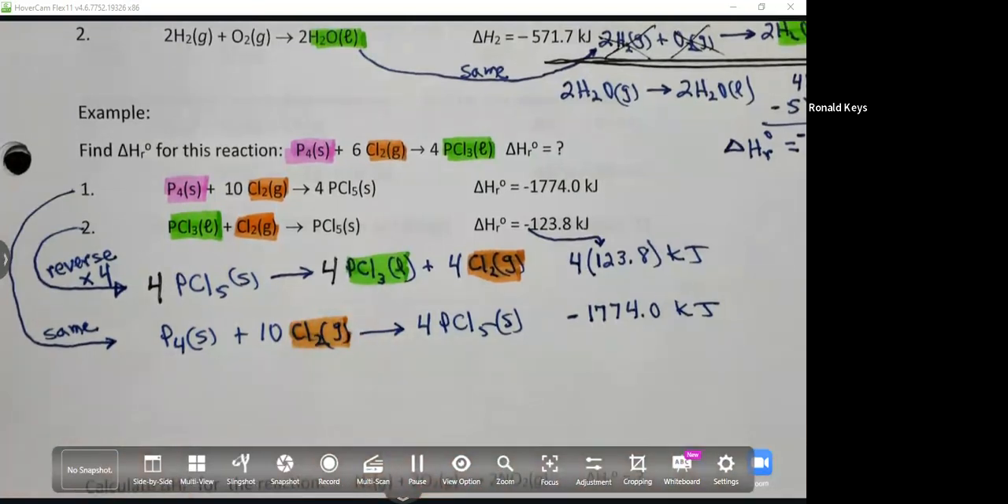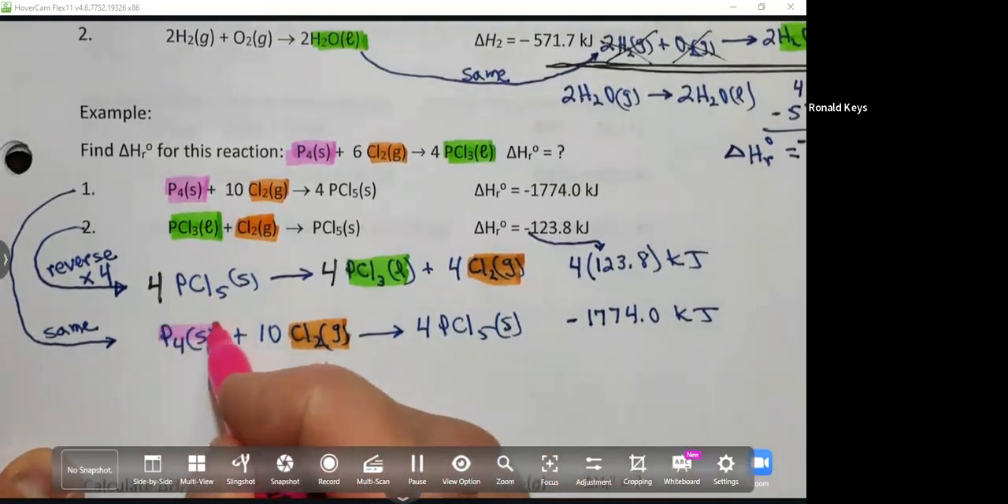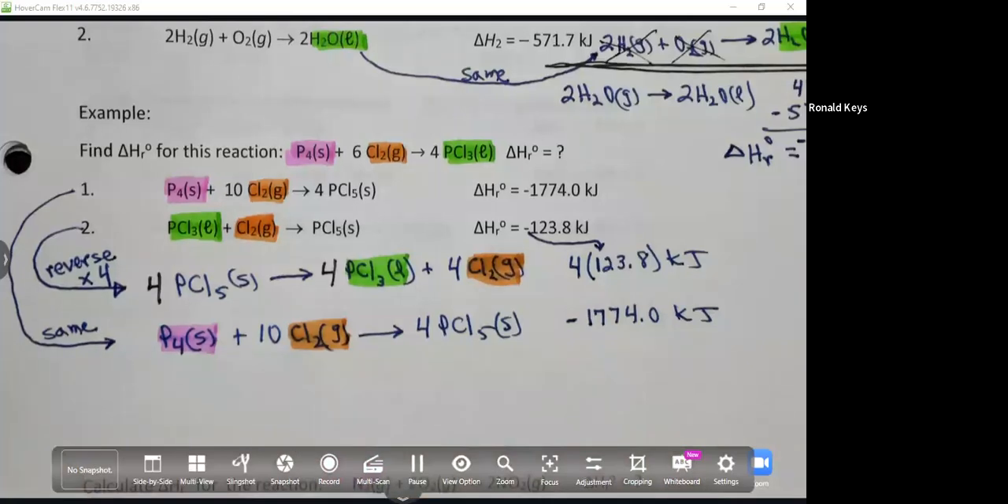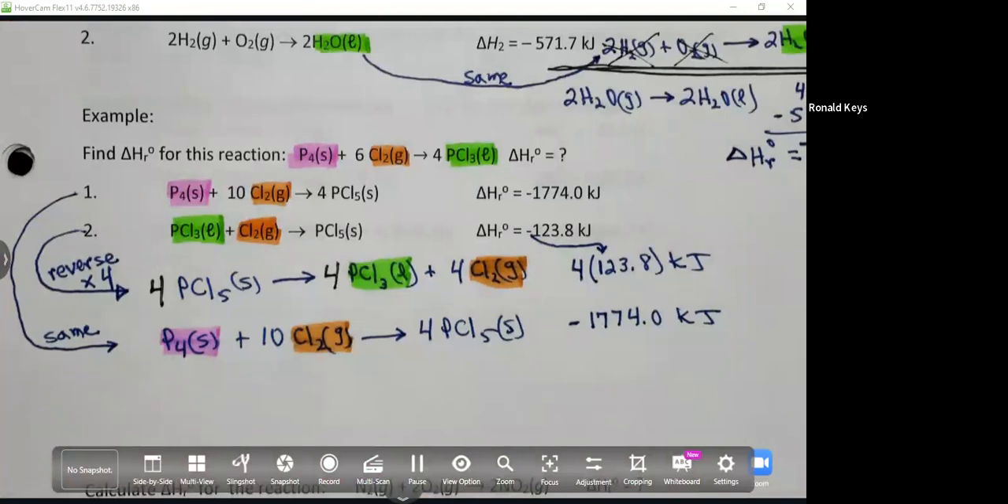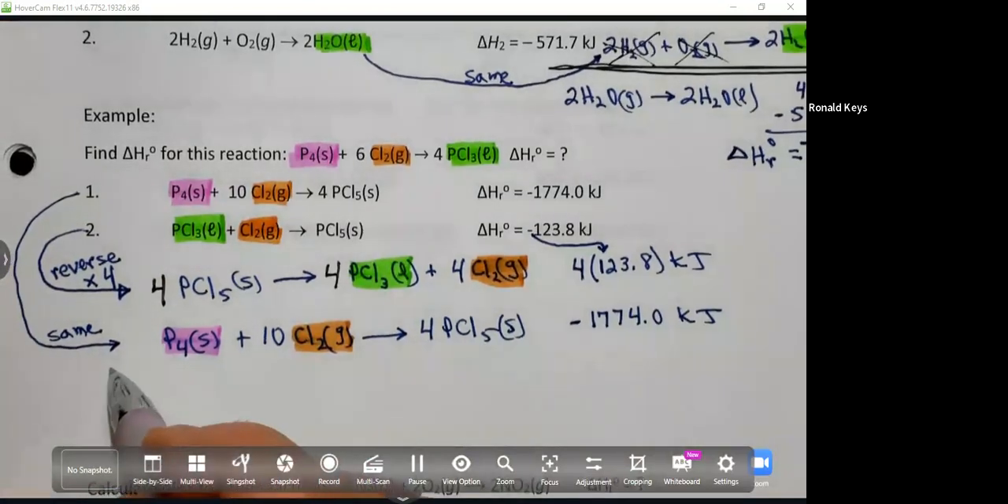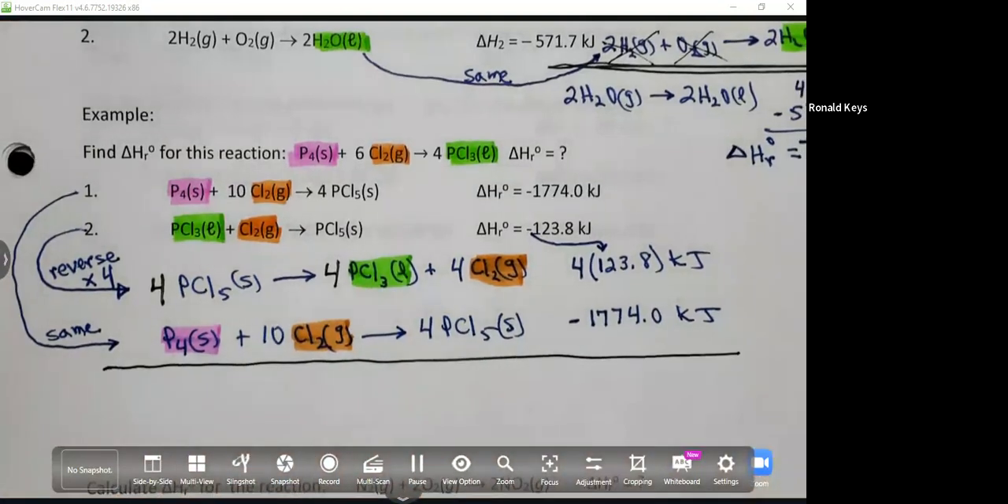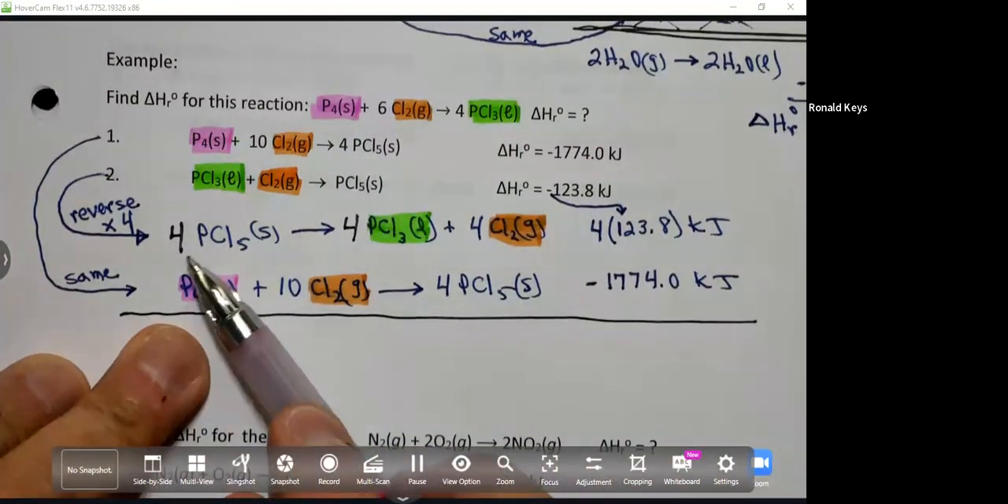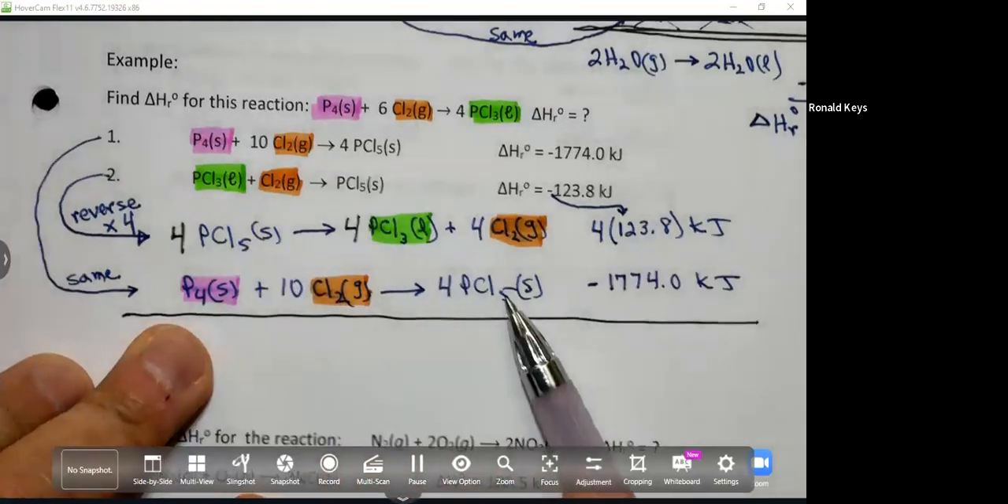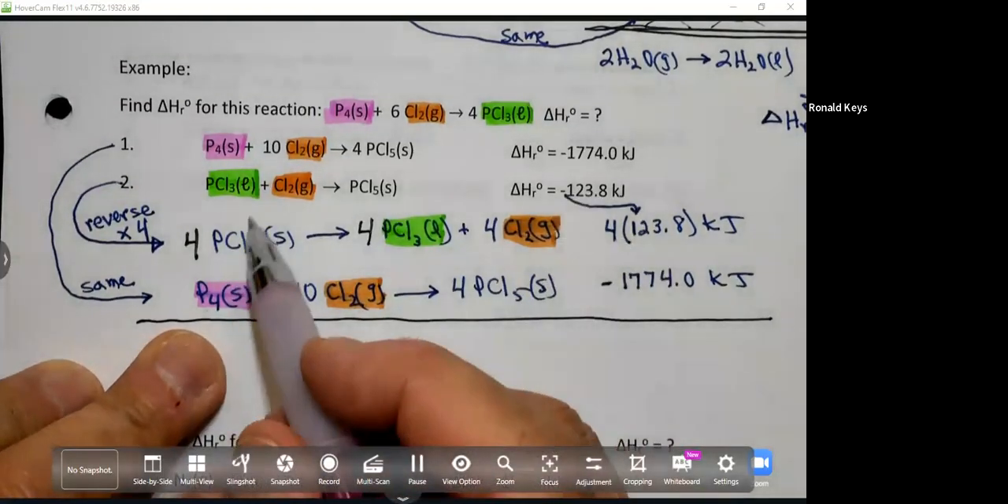Cl2 gas. P4 is in pink. So the highlighting helps a lot, especially since we're going to end up adding 3 equations coming up. So we're going to draw my line and add these up. If I draw my line here, anything that's not highlighted should cancel out, and it does. First of all, we'll put a light X because we've got 4 PCl5 solids and 4 PCl5 solids. So we'll lightly X those out.